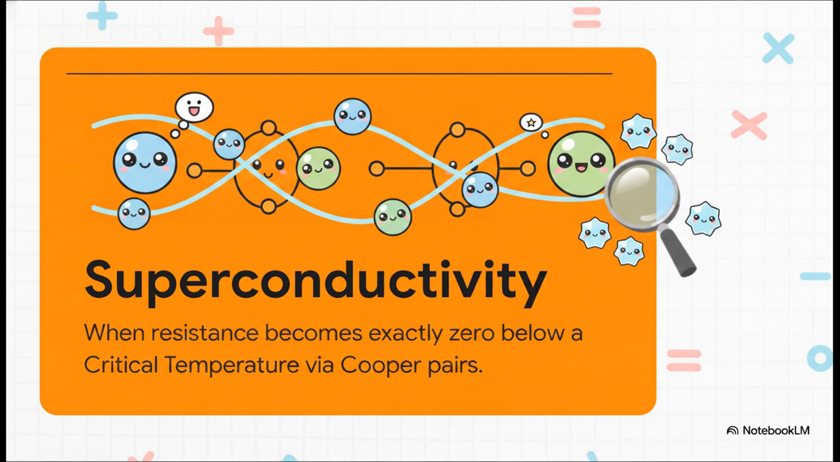Conceptually, this happens because electrons, which normally bounce around and scatter off things, causing electrical resistance, pair up into what are called Cooper pairs. Just like the unified particles in our supercooled superfluid, these Cooper pairs glide smoothly through the material's atomic lattice without a single collision. No friction, no loss of energy.